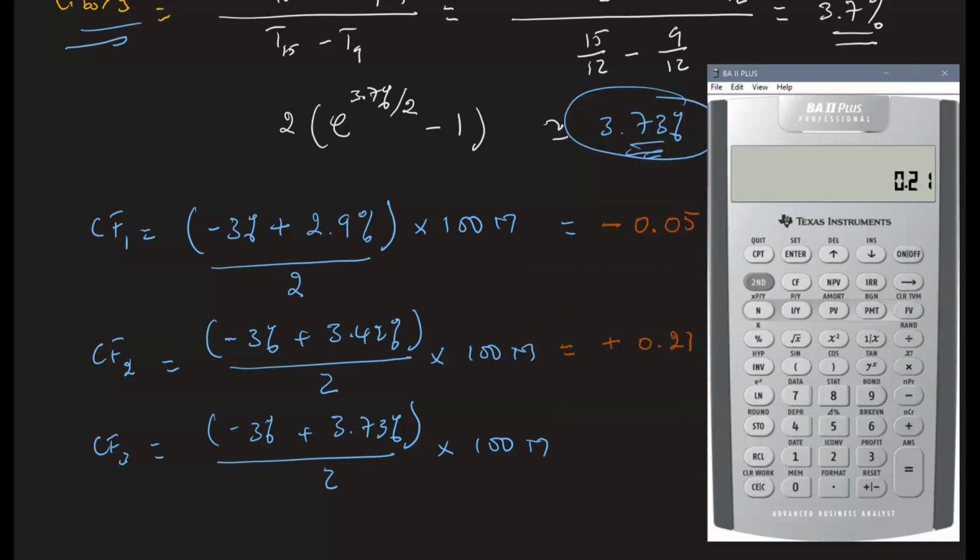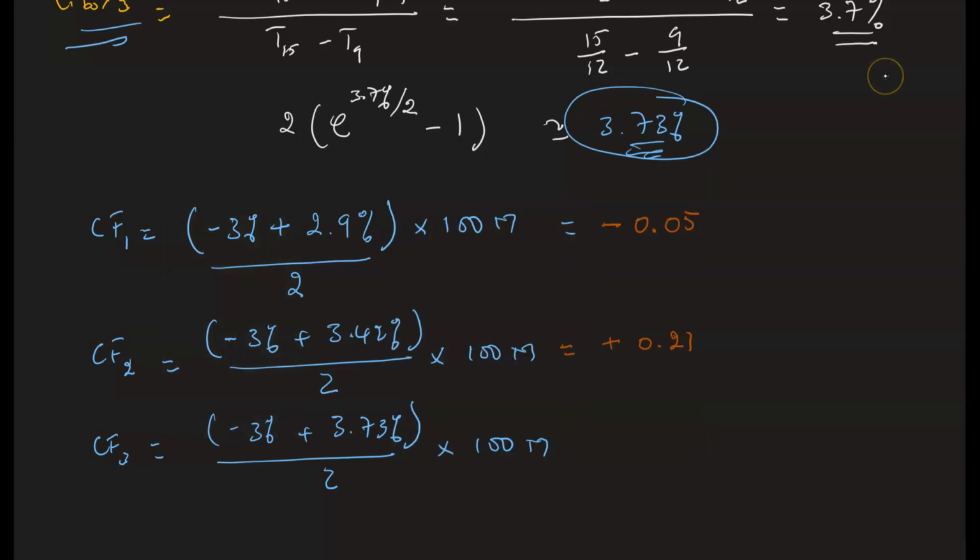And the last one is going to be equal to 3 minus plus 3.73 equal, we're going to divide that by 2 equal, and that's going to be about 0.365, about plus 0.365. Now these are the cash flows, and we need to find their present value.